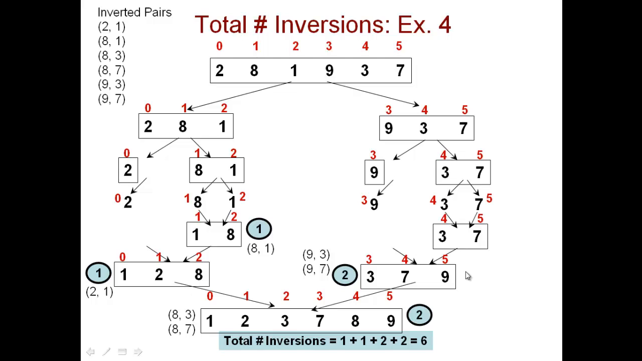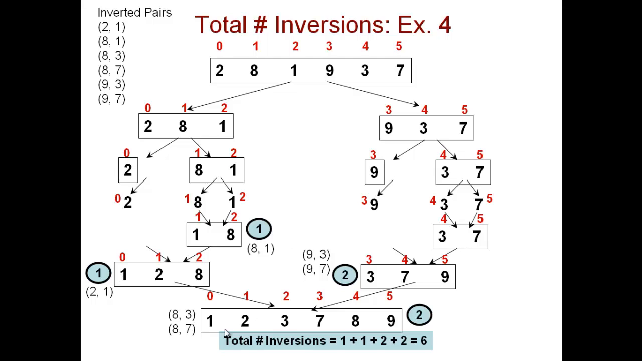So compare 8 with 9. 8 is not greater than 9, so write down 8. And at this point we're done with the left subarray. Now write the remaining contents of the right subarray, which is 9, and that's the sorted array. Now if you count the total number of inversions, it will be the sum of all these numbers. So there are 6 inversions, and what I have written inside parentheses are the 6 inverted pairs.